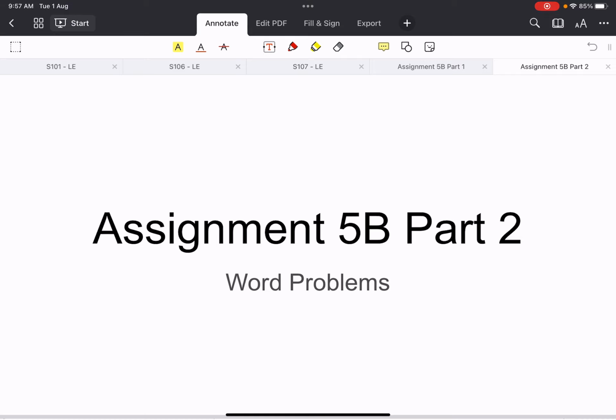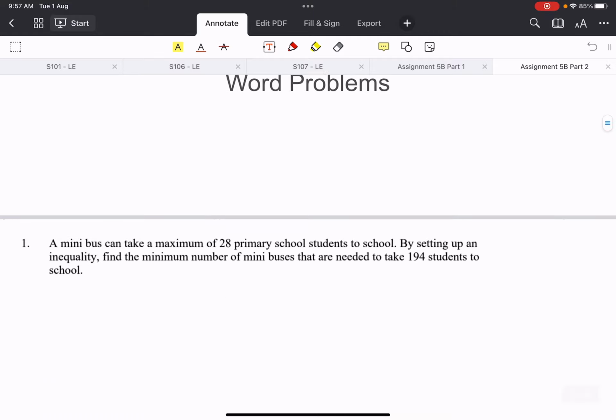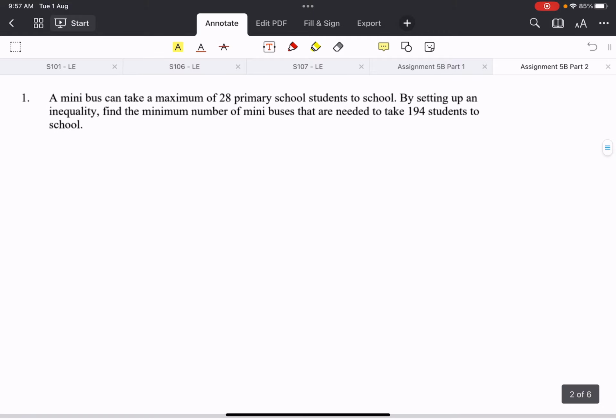So now with that behind us, we'll move on to word problems, using inequalities to actually solve word problems. So let's go. Here's a situation. A minibus can take a maximum of 28 primary school students to school. By setting up an inequality, find the minimal number of minibuses that is needed to take 194 students to school.